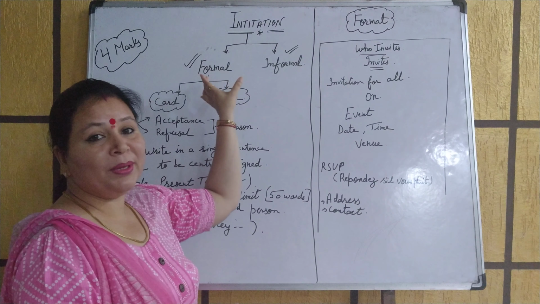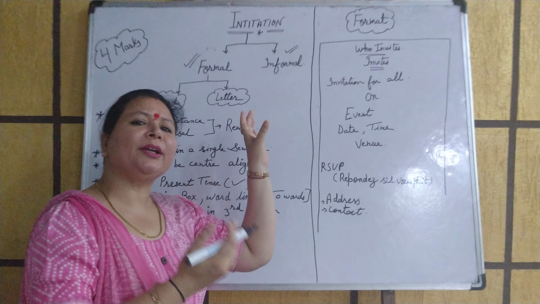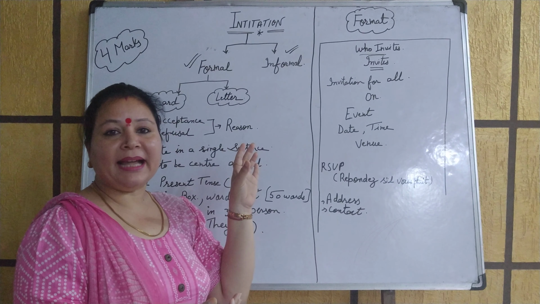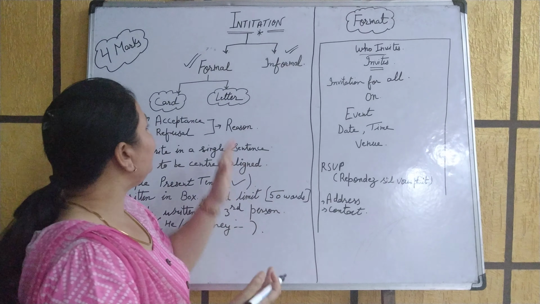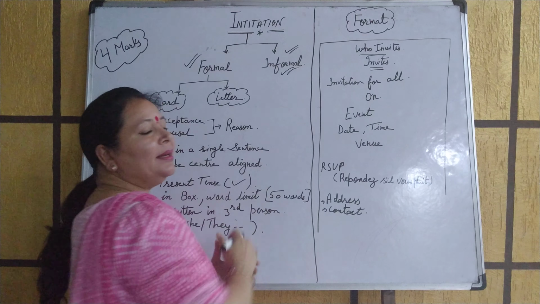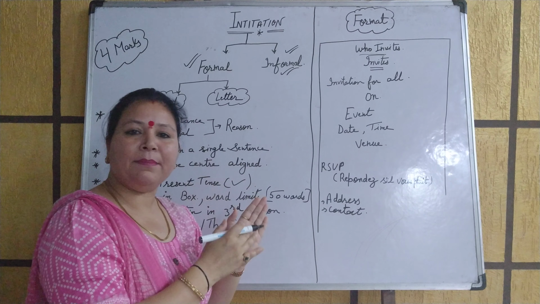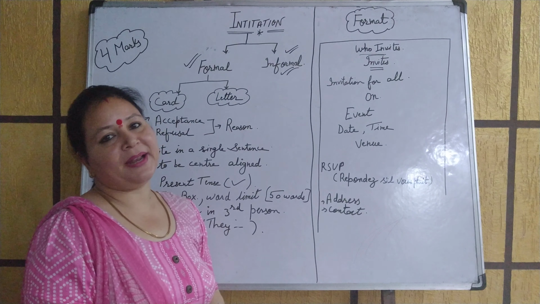You know that formally, when you are writing to an organization, you are doing a formality that is in the form of a card or it can be in a letter form also. And the other one is informal, like you just write the informal things the same as what we write in letter writing.